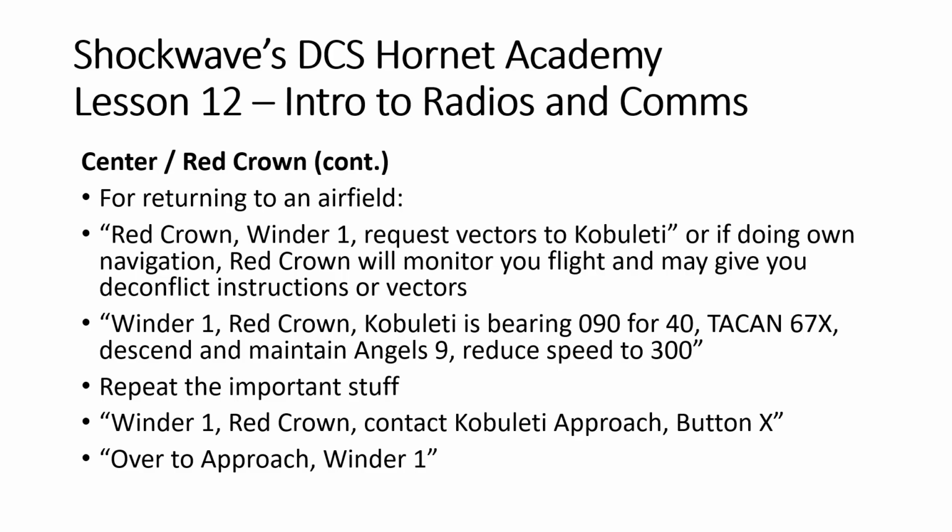You would repeat the important stuff as I mentioned earlier, and then they'll come back and say, "Winder 1, Red Crown, contact Kobuleti approach on a certain button." That's when you get within 20 miles of the airport or so. Red Crown is done with your general navigation between airports, and at this point you want to contact approach, which basically manages and deconflicts all aircraft approaching for landing, right? They take you from Red Crown or center up to near the airfield where you switch to the tower.